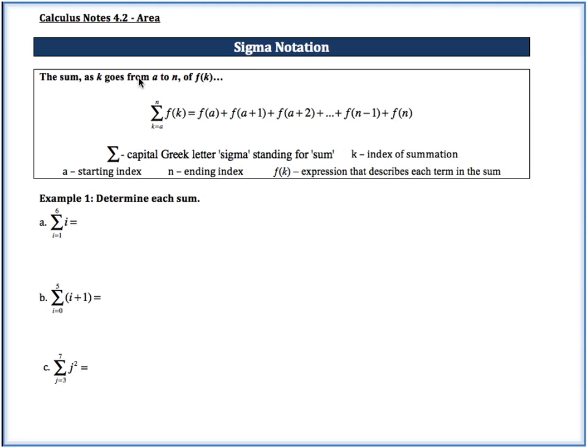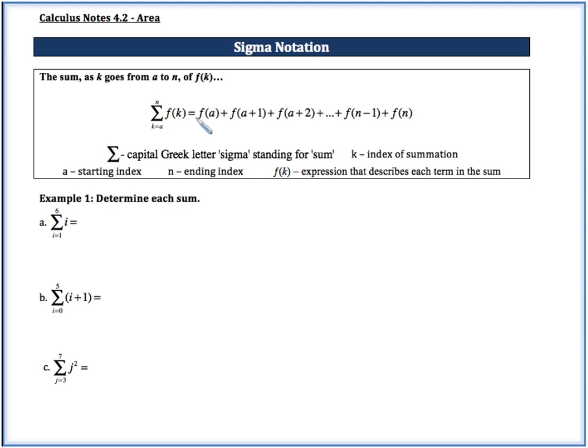The sum as k goes from a to n of a function f of k is listed out here. This symbol right here is a capital Greek letter sigma standing for sum. K is your index of summation. So k starts at a, which is your starting index, and goes to n, which is your ending index. And then f of k right here is an expression that describes each term in the sum. Could be a function.